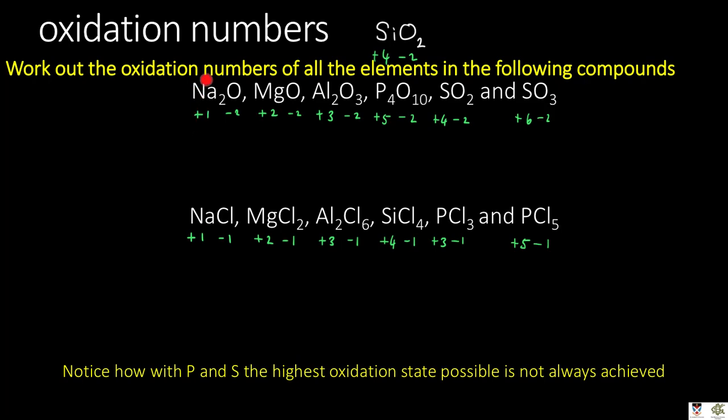All group 1 elements will always be +1, all group 2 will always be +2, aluminium will always be +3, and we can use oxygen being -2 to work out phosphorus here as +5, as 10 times -2 is -20, so we must get to +20, so we need 4 times +5, and that's why the oxidation state of phosphorus here is +5. And here we have sulfur dioxide and sulfur trioxide. The oxidation state of sulfur here is +4 and +6.